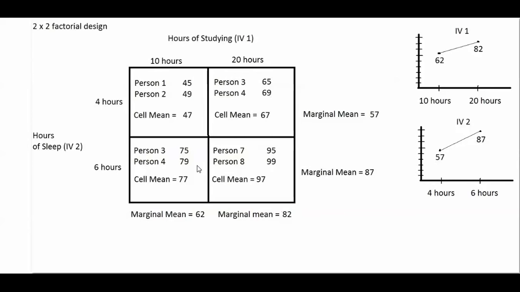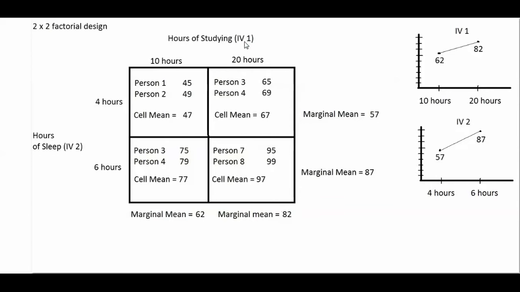So in column 1, this mean is 30 higher than this mean, and in column 2, this mean is also 30 higher than this mean. So the effect of IB2 in column 1 is the same as the effect of IB2 in column 2. So the effect of IB2 doesn't depend on the level of IB1.